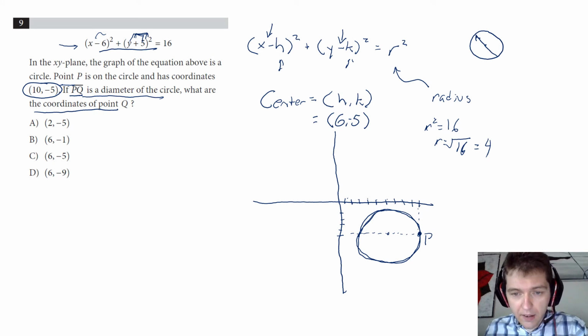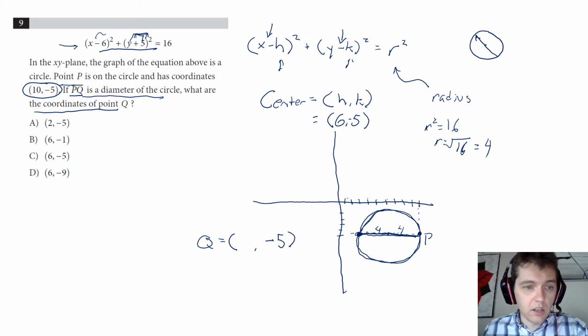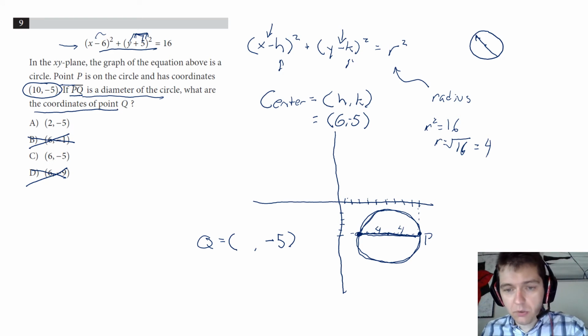So you can go ahead back. From here to here, the length to the center is 4, because that's the radius. The length of this other side is another 4, and it's right here. The diameter is horizontal, which means that for your point Q, your y is unchanged. So you have that -5 through the center. So right away you can start eliminating. B is not the answer because it does not have -5 in the y. D is not the correct answer because it does not have -5. And x is equal to, whatever the x was on point P, which is 10.